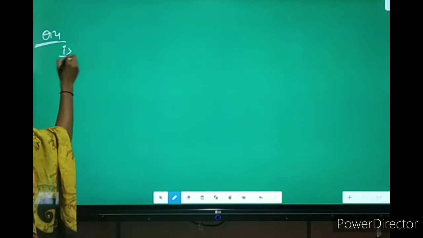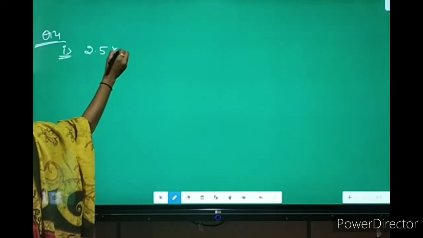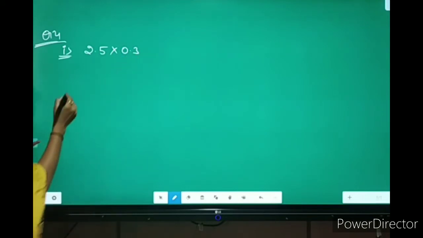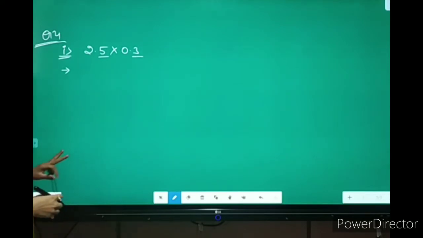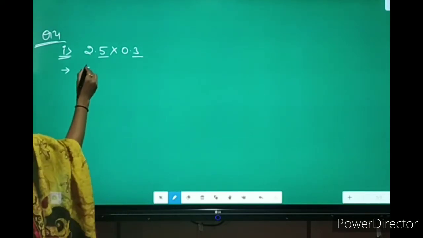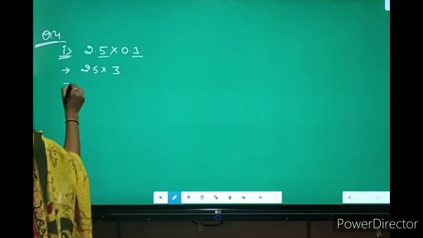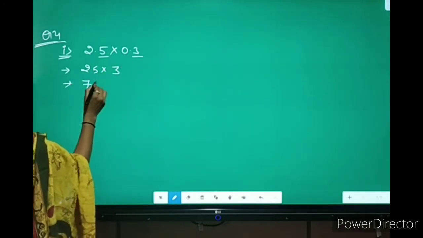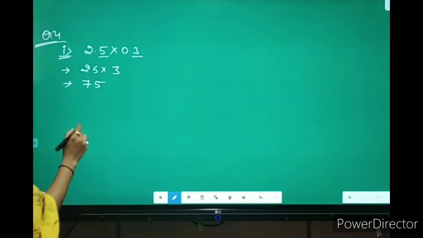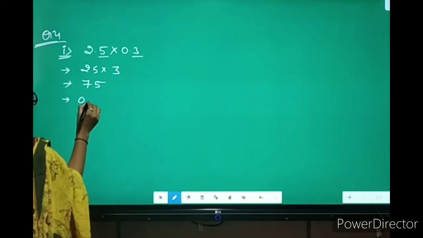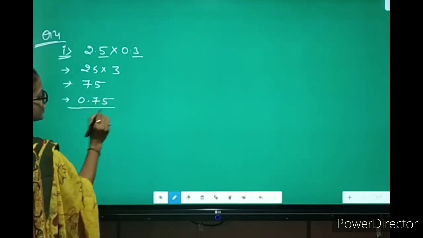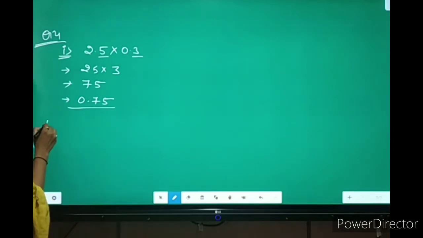Question number 4 is find the value of 2.5 multiply by 0.3. There are 2 digits right of the decimal point. So easily we can multiply 25 multiply by 3, 75. Here the point will be put after 2 digits. 0.75. Answer is 0.75.